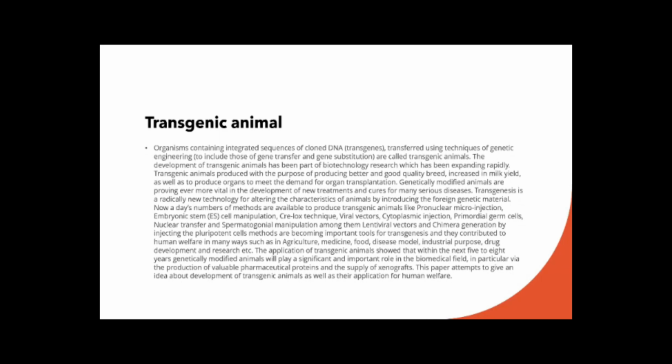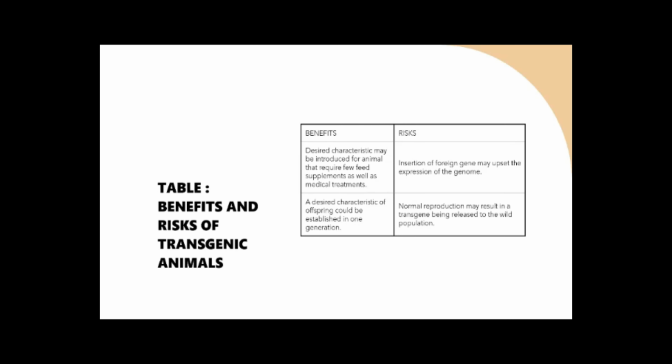Nowadays there are a number of methods available to produce transgenic animals, like pronuclear microinjection, embryonic stem cell manipulation, etc. And they have contributed in many ways to agriculture, medicine, food, disease models, etc. There are various benefits and risks in these. The benefits may be fewer food supplements and offspring could be established in one generation. The risks can be that insertion of a foreign gene may upset the expression of the genome and normal reproduction.